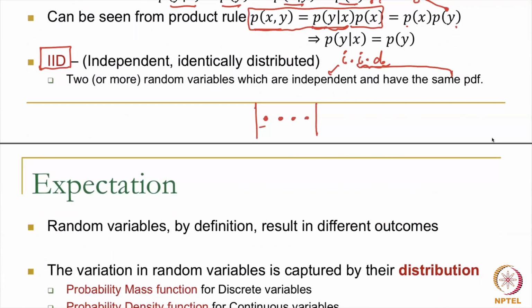Now, if I say that the measurements at 1 and 3 are IID, what this means is that T1 and T3 are independent random variables. That is, if I find out the probability of T1 occurring and T3 occurring together, it will be the product of the individual probabilities.